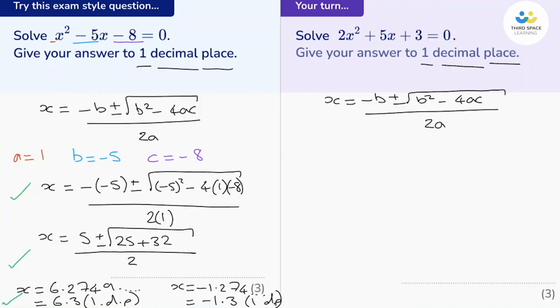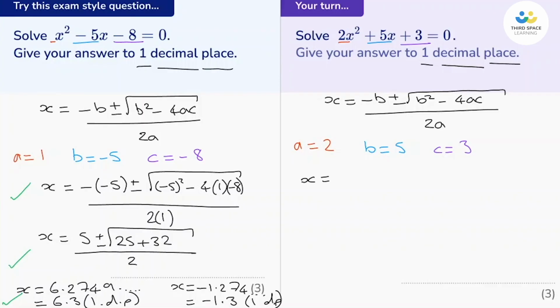And let's write down our a, b and c. So a is equal to 2 because it's the coefficient of the x squared term. b is equal to 5, positive 5, because it's the coefficient of x. And c is equal to 3, positive 3, because it is the constant term. Once we have our values, let's substitute them in to the quadratic formula, taking great care.